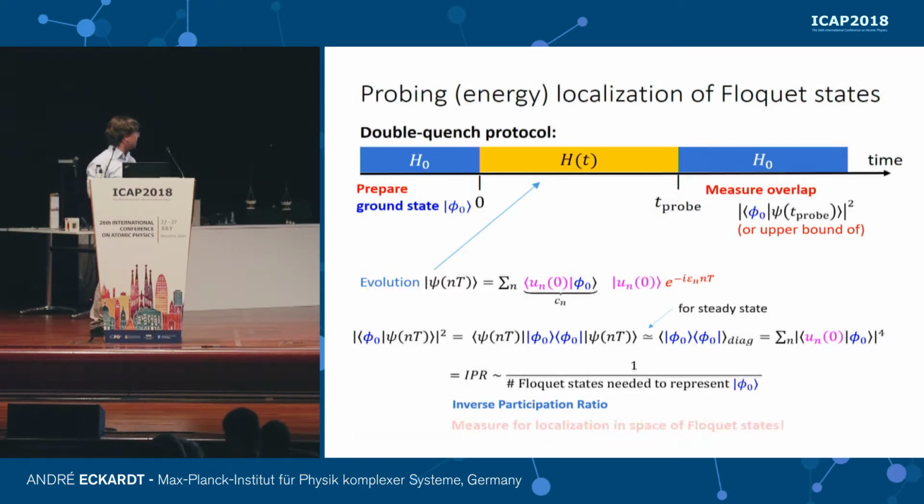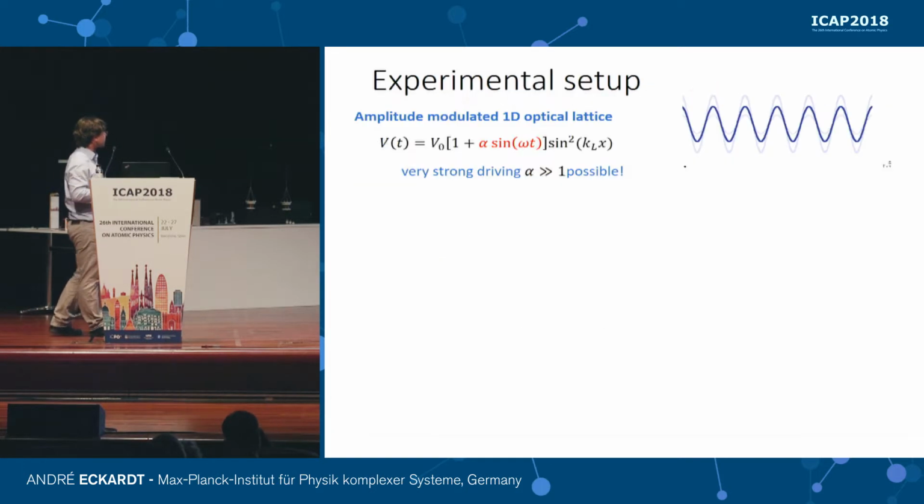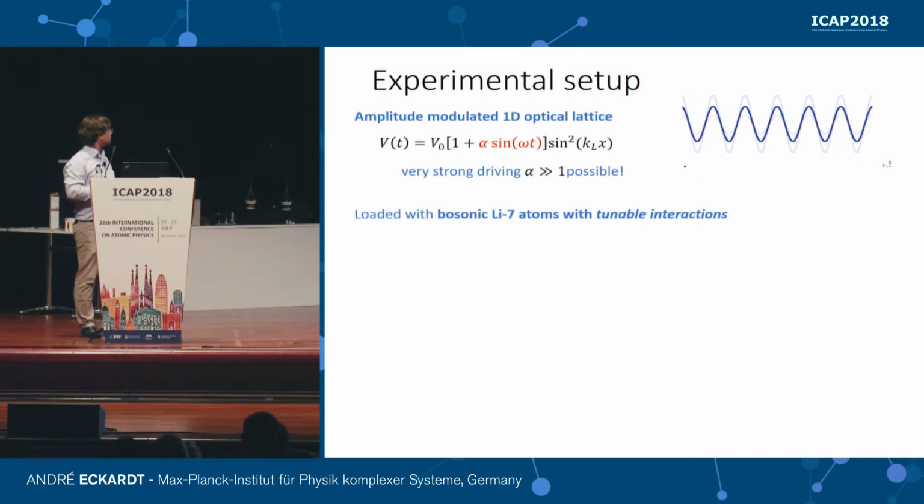And now, the experiment in David's group goes as follows. You have an optical lattice which is amplitude modulated, and they can achieve very large modulations because they create this lattice by superimposing two lattices. And they load bosonic lithium-7 atoms, which have tunable interactions, and in particular, they can tune the interactions to 0 so that we have the ideal gas system I was mentioning.